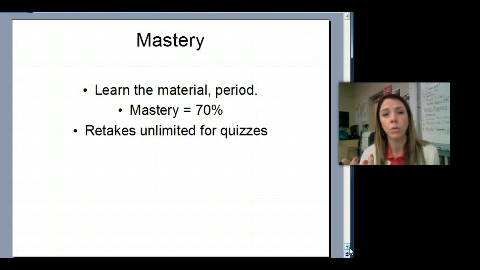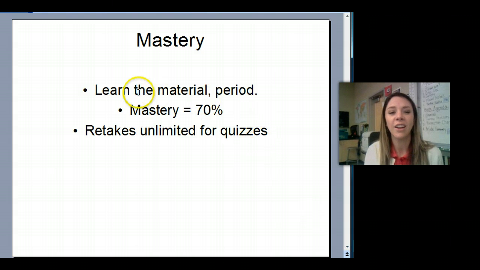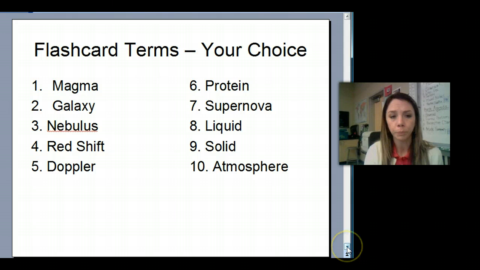Really, all I'm asking the students to do is learn the material, okay? And so I don't mind how many times it takes them to learn the material, as long as in the end they have learned the specific content that I asked them to. Those quizzes are online. I'll give you the website, but they are able to be practiced at home. So when I say retakes are unlimited, I'm asking the students to practice at home as well as in class to retake. Here's an example for flashcard terms.